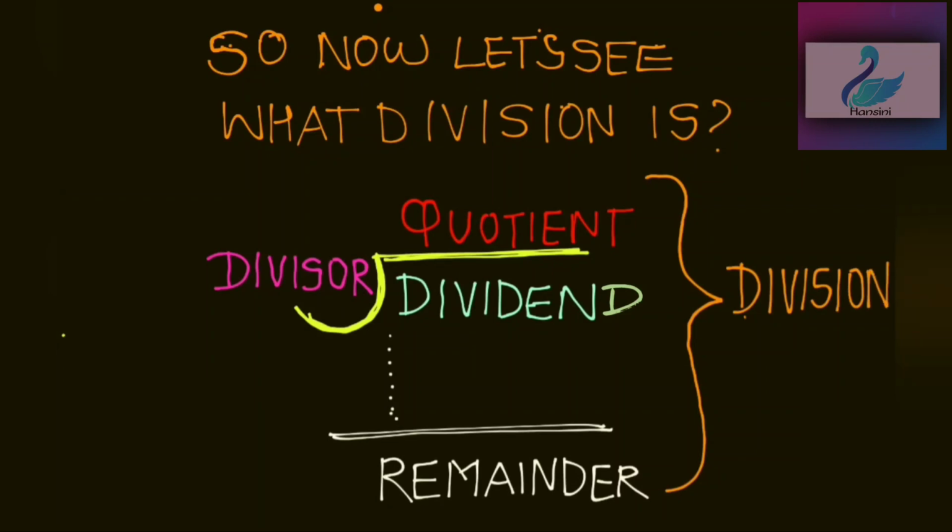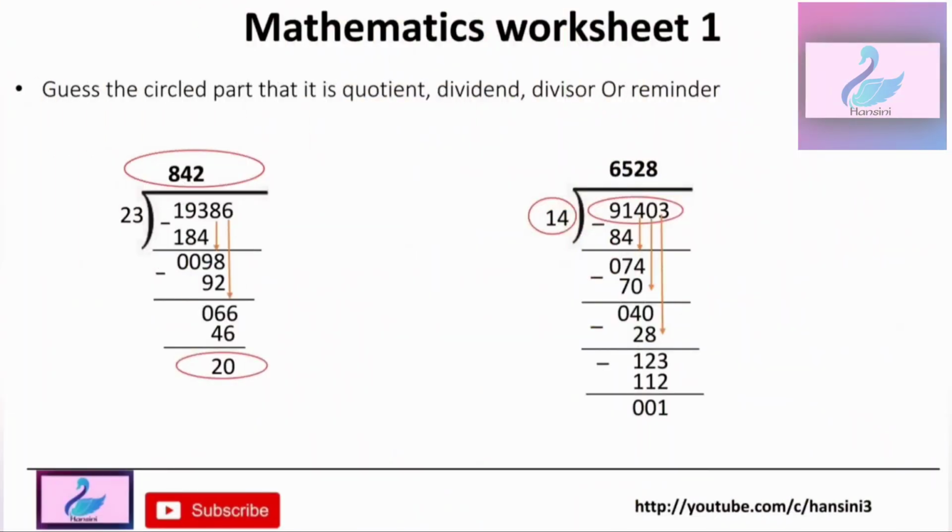And this whole process, the dividend, the divisor, the quotient, the remainder, all of this is known as division. Now see here, this is mathematics worksheet 1, which you have to solve in this video, and let me know the answers in the comments. The question is: guess whether the circled part is the quotient, dividend, divisor or remainder. In the first question, 842 is circled and 20 is circled. So you have to tell me the positions of these numbers, whether it is dividend, divisor, quotient or remainder. Understood?